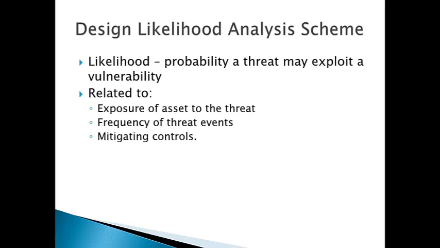The likelihood is related to the exposure of the asset to the threat. Something that's behind multiple firewalls is less exposed to an external threat. A system that is only used by a handful of users is less exposed to an attack that involves password sniffing, for example, than one that has thousands of users. What is the frequency of threat events? And this is where your research really helps. And then what are the mitigating controls? How many of these threat events do we prevent? People scanning you against your outside firewall is a threat event, but your firewall should be blocking this stuff.